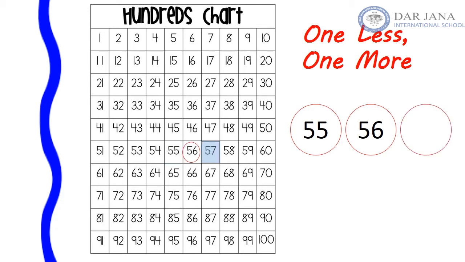To know which number comes 1 more than 56, it means that we have to look at the right side of 56. So let's go to the hundreds chart and find 56. When we need to know which number comes more than 56, it means we have to go to the right. So when we go to the right, we find number 57. So 57 is 1 more than 56.